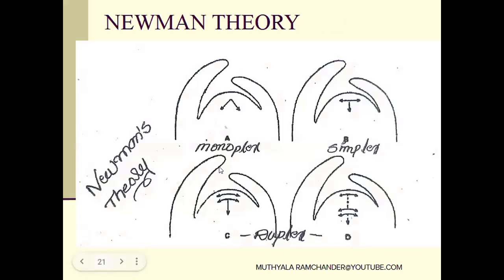The next accepted theory is the Newman theory. According to the Newman theory, on the terminal part of all types of shoots, meristem tissues are present. Those meristem tissues are called plex tissues. Newman explained pteridophyta shoot apical parts, gymnosperm shoot apical parts, and angiosperm shoot apical parts. So the Newman theory is accepted among the shoot apical cell theories.